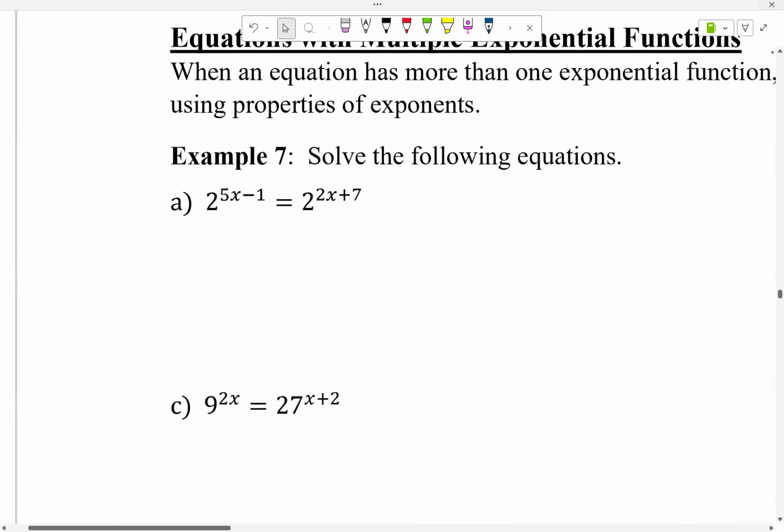For A, should you do logarithms here or something? No, you can get rid of the two. Yeah, because these functions are called one-to-one, so we could just take those exponents.